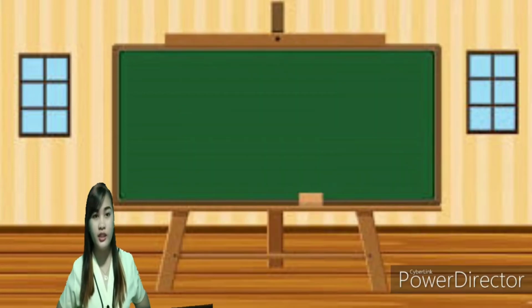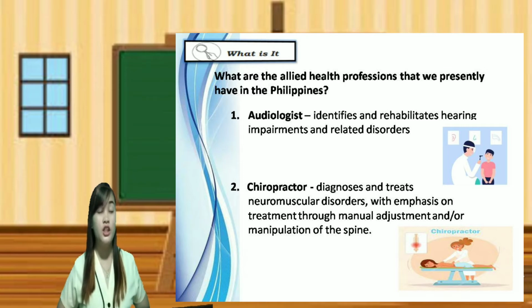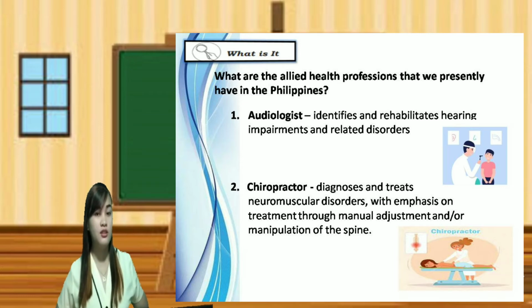Let's proceed with what are the allied health professions that we presently have in the Philippines. Start with number 1, audiologists. From the word audio, they identify and rehabilitate hearing impairments and related disorders. Number 2, chiropractor. Diagnoses and treats neuromuscular disorders with emphasis on treatment through manual adjustments and or manipulation of the spine.